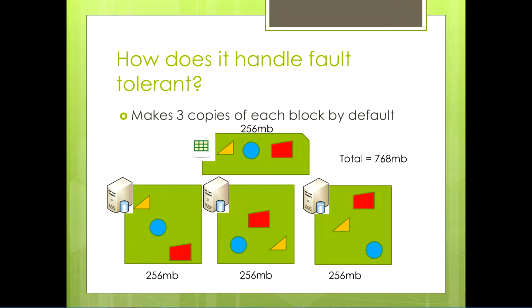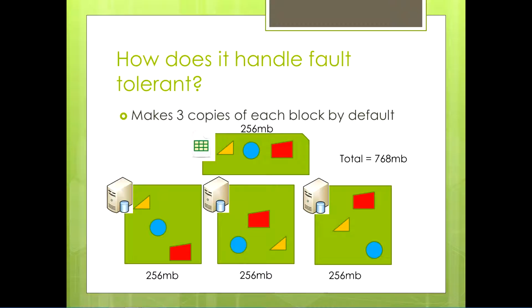Next question is, how does it handle fault tolerance? Meaning that, if you have many machines, the previous example was 3, but let's say I have 1,000 computers that store files. If you have 1,000 computers, there's bound to be at least one computer that will have some problem. So when that problem occurs, how does it manage?